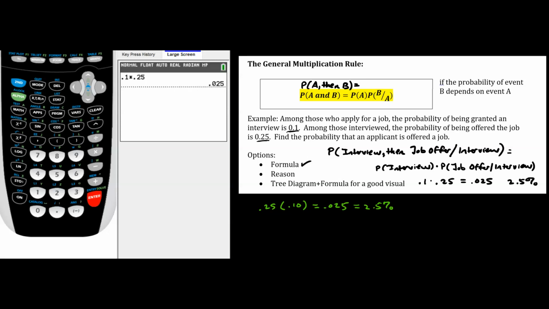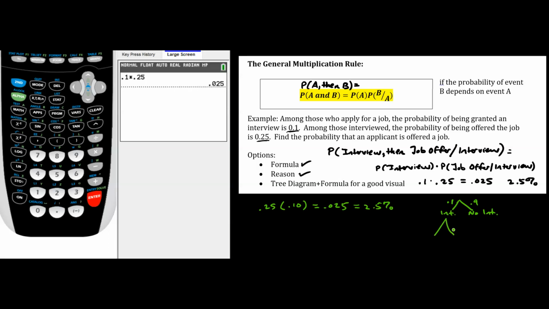Okay, so we've seen that you can use a formula, and you might also be able to reason through the problem. The third approach that I want to show you is that you can use a tree diagram in combination with the formula to have a really nice visual of what's happening. A tree diagram would look something like this. In the beginning, you are either given an interview or you are not given an interview. The chance of getting an interview is 0.1, so I'm just going to indicate that with 0.1 along this line segment. And then the chance of not getting an interview would be 0.9.